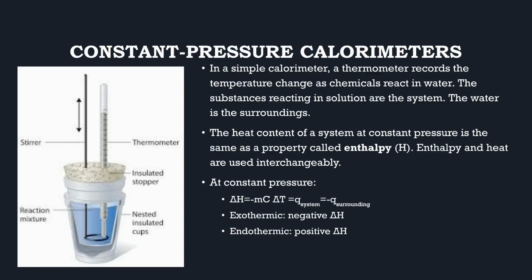So exothermic means that heat is being given off by the system and it's going to give you a negative delta H. Endothermic means that it is absorbing heat, so the delta H, the change in energy, is going to be positive.